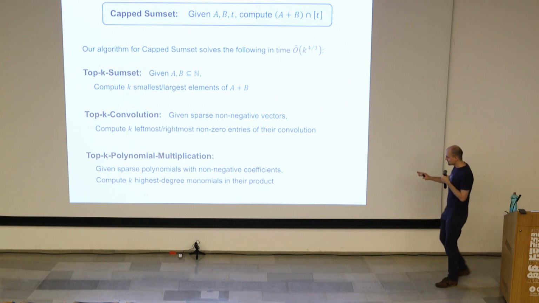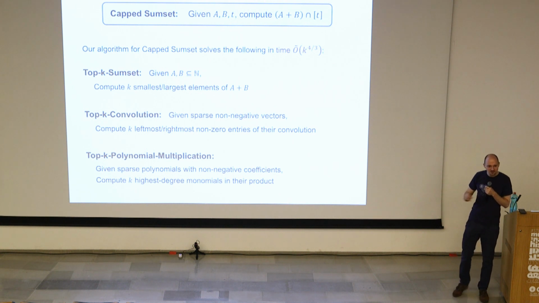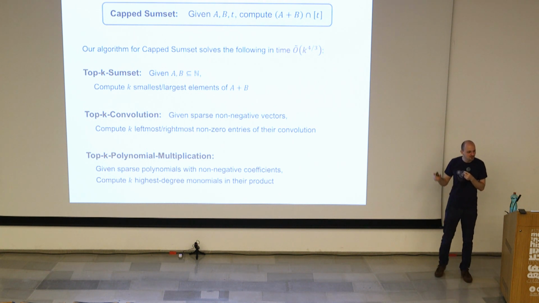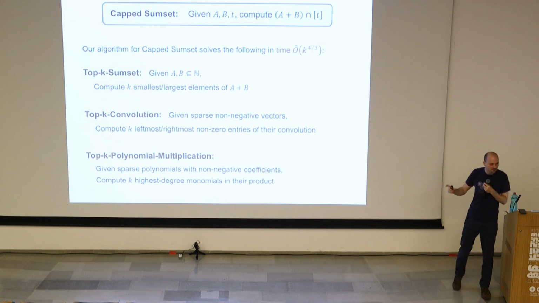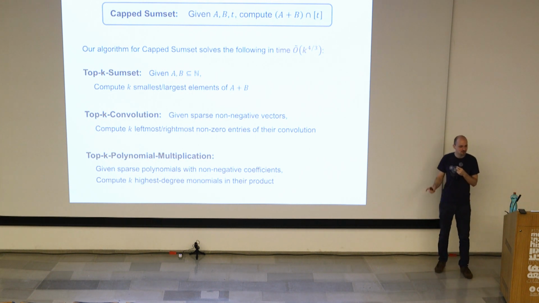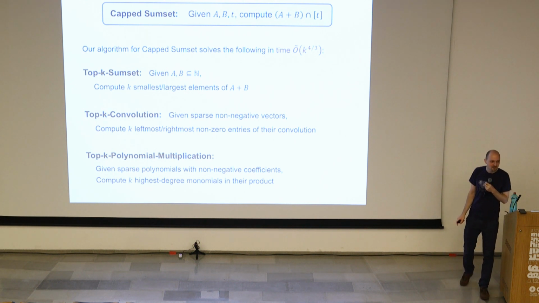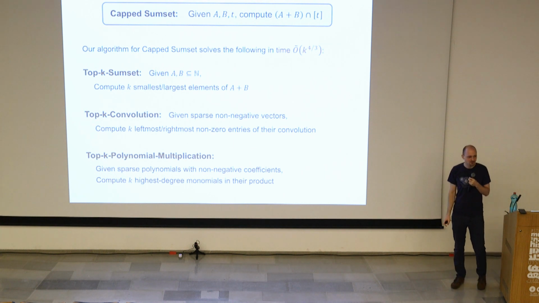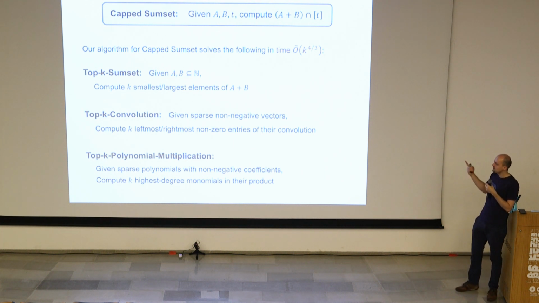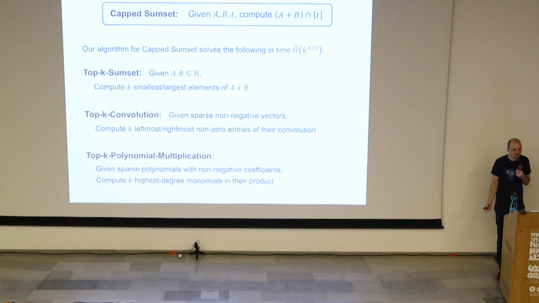Okay, so sparse polynomials with non-negative coefficients. You want to compute their product, but you're not interested in all the monomials. You only want to have the k largest, the k highest degree monomials. How fast can you find the k highest degree monomials in a product of two sparse polynomials? And that's a generalization of this kept sumset problem. And we can solve it in k to the 4/3 time. We don't know whether it's faster or whether there's a lower bound.